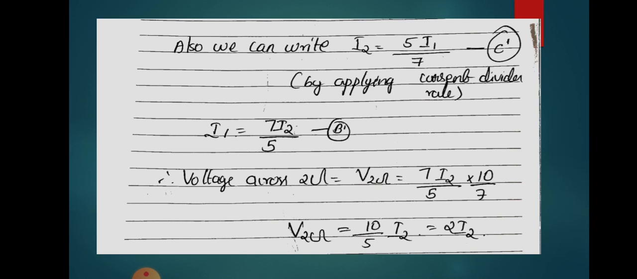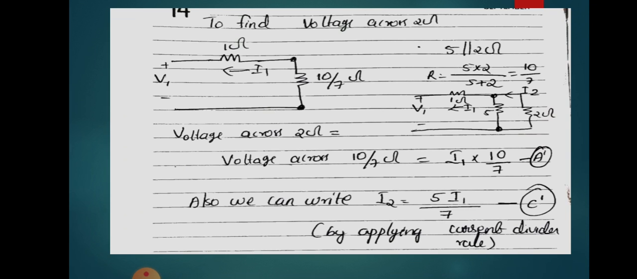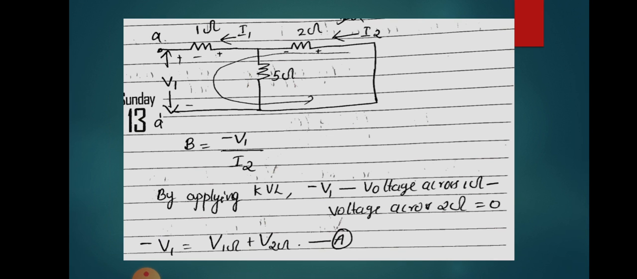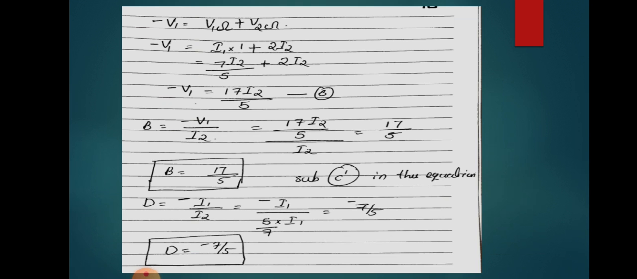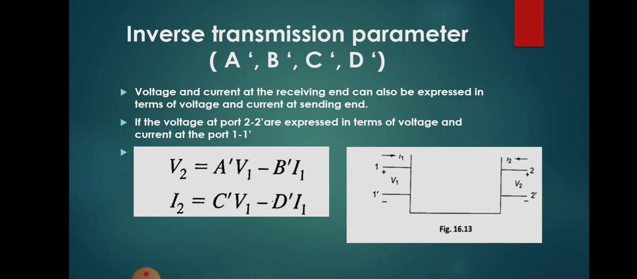You can go through the problem once again and you will get the concept clearer. These are simple applications of Ohm's law. You should know where you have to apply KCL or KVL, then you will get the solution. Next, what is inverse transmission parameter? Now we discussed the A, B, C, D parameters.